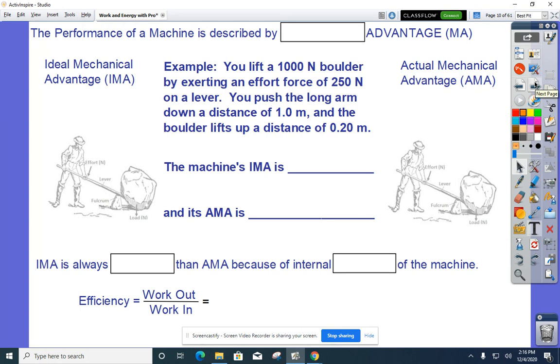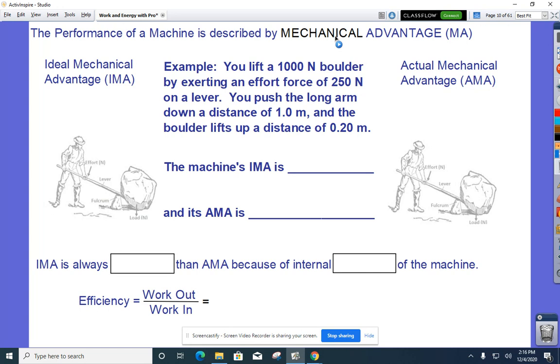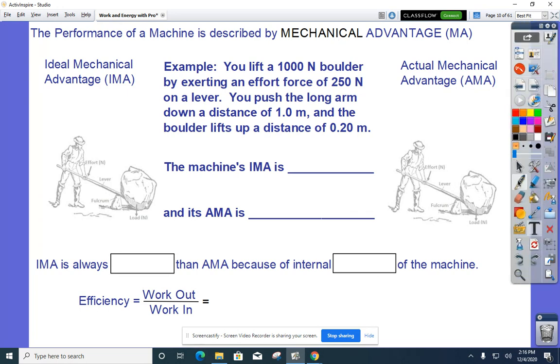Now, the performance of a machine is described by something called mechanical advantage, and perhaps you've heard of this term before. We often abbreviate it as MA. There's two different kinds of advantages that we can look at. One is an ideal mechanical advantage, and the other is an actual mechanical advantage. Let's go ahead and write an equation up here again to begin with.